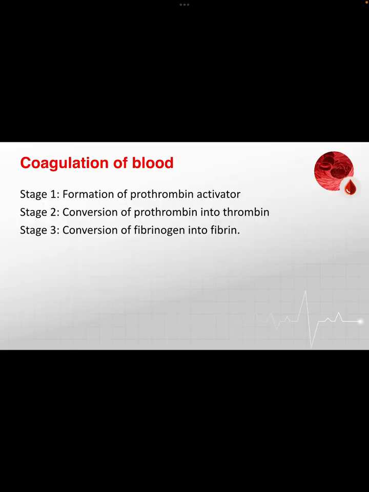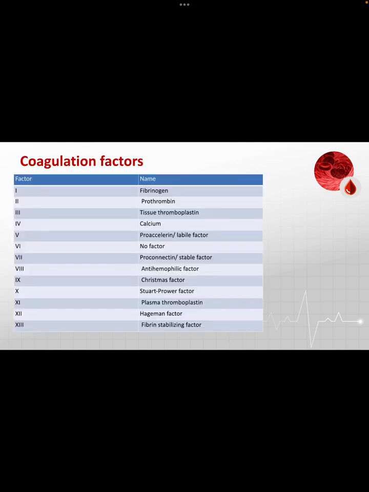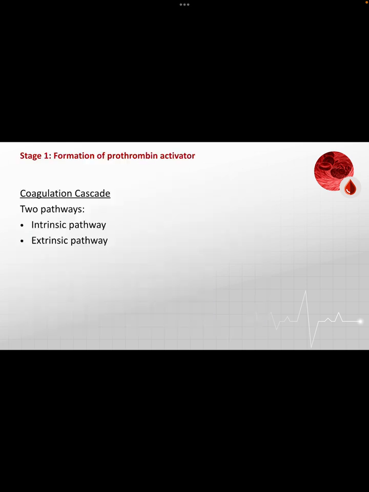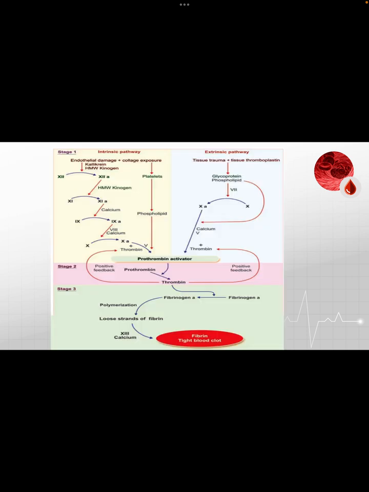Coagulation of blood happens in 3 stages and 2 pathways, which include 13 coagulation factors. The 2 pathways, the intrinsic pathway and the extrinsic pathway, are the blood clotting cascade. In the intrinsic pathway, endothelial damage and collagen exposure lead to platelet plaque formation, and with the help of blood clotting factors such as factor 12, 11, 9 and 10, prothrombin activation happens.